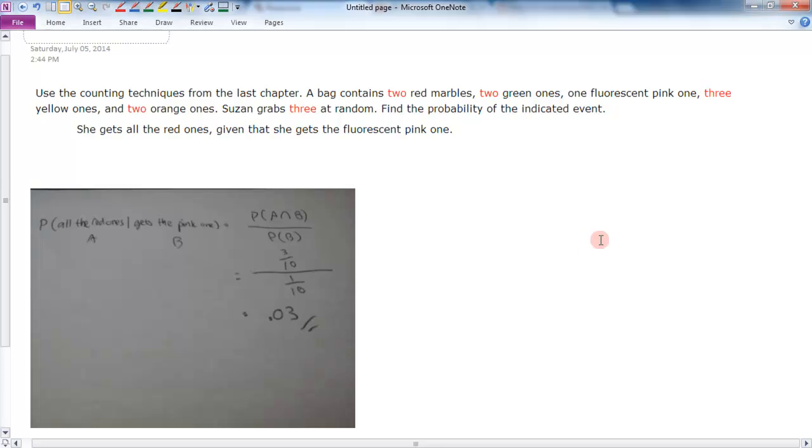So, the problem gives you a list of marbles, and the cardinality of the sample space would just be the total number of marbles. So let's see, we have 2 reds, 2 greens, so that's 4, 1 pink, 5, 8, yeah, 9, 10. So I'm counting a total of 10 marbles. I'm guessing that's where this number's coming from right here.